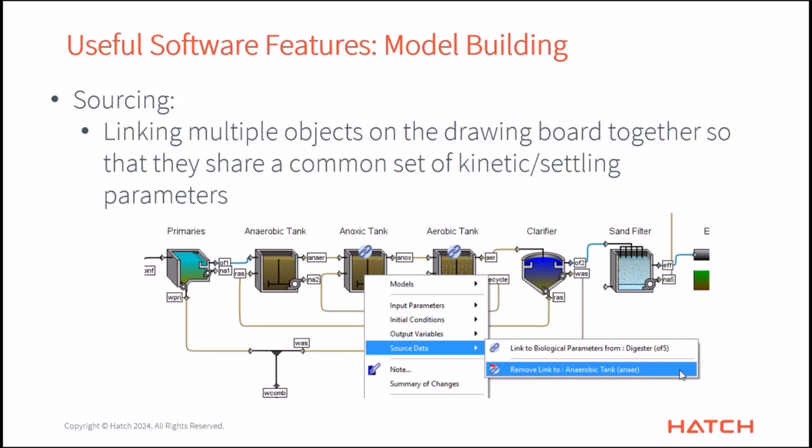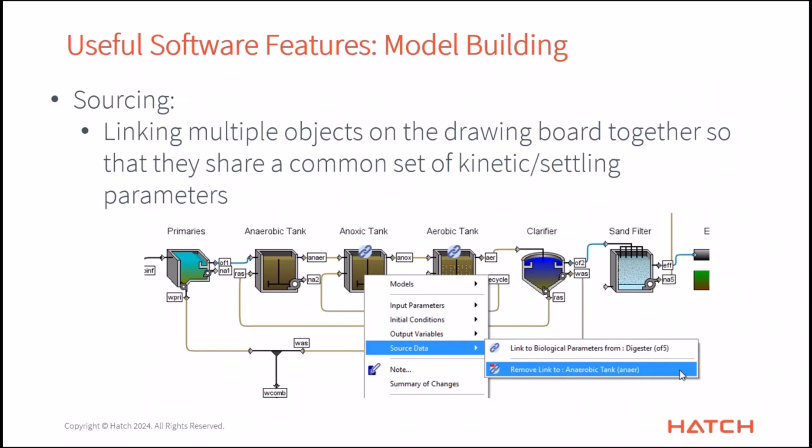So the way you do that, you right click on the object, go down to source data, and if there's no link there, you'll see a list of all of the things that you could potentially link to. If you have a link there, then it gives you the opportunity, if you prefer, to remove that link. So it's pretty straightforward. It used to be a little bit more complicated setting up a sourcing in the old versions of GPSX. Recently, we've switched it to this nice little right-click menu here, and it works nicely.